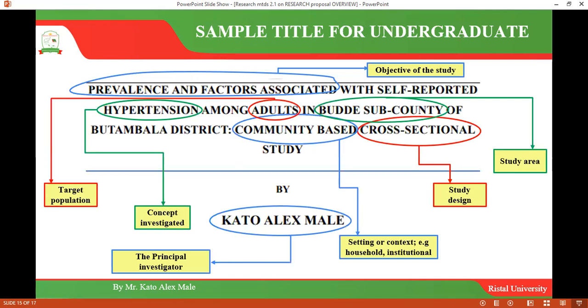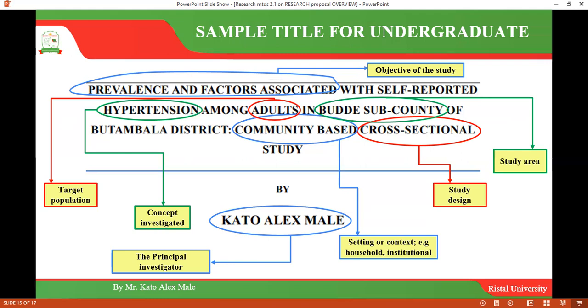Now, this is the sample I tried to give. I tried to reflect different parts of this title such that you can understand why you should include everything that I included here. So, the topic states: prevalence and factors associated with self-reported hypertension among adults in the sub-county of Butambala district, a community-based cross-sectional study. I tried to give this example, and the details are as you are seeing there.